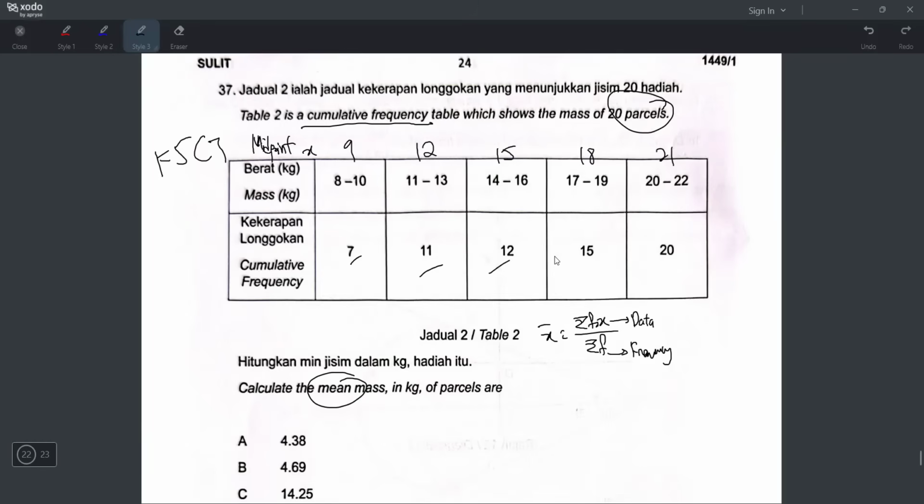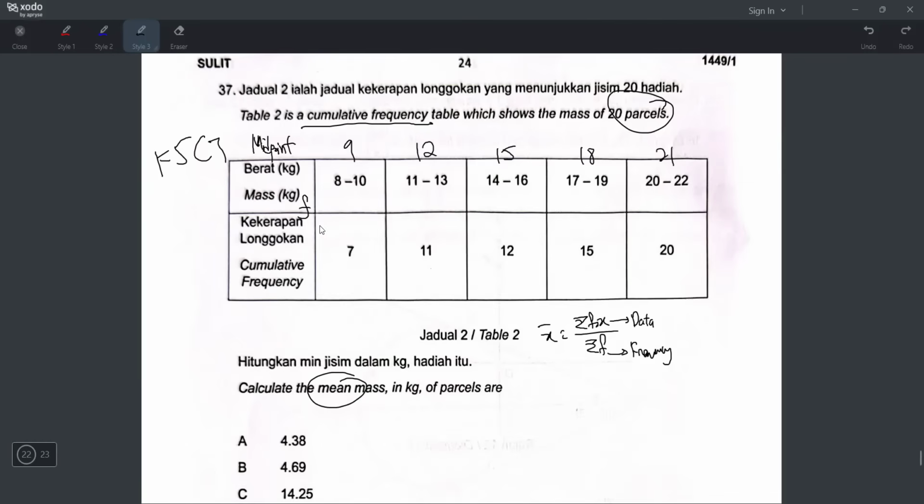But this one is not the frequency. These are all the cumulative frequency. So I have to find my frequency here. You can find your frequency from the cumulative frequency, because cumulative frequency is basically the frequency plus all the previous frequency. I repeat, cumulative frequency is actually what? The frequency of that class plus all the frequency before.